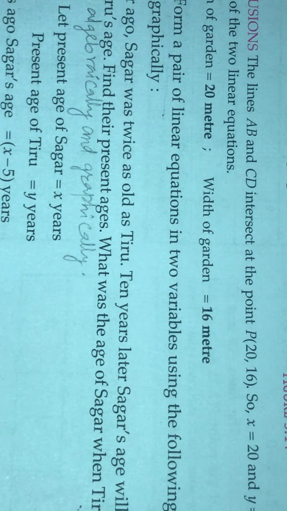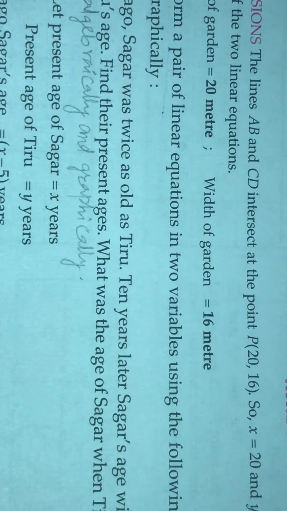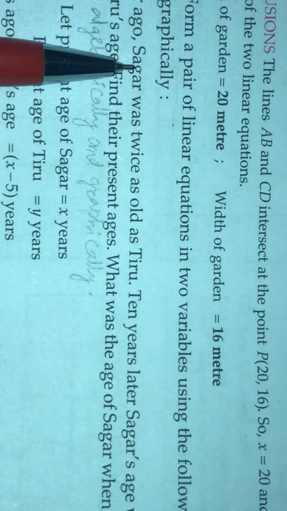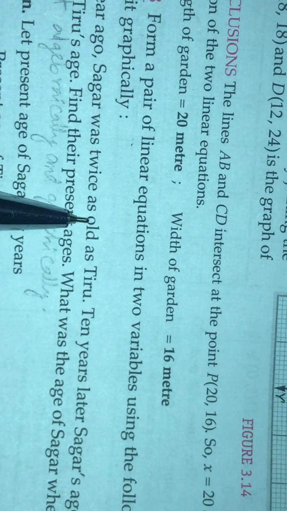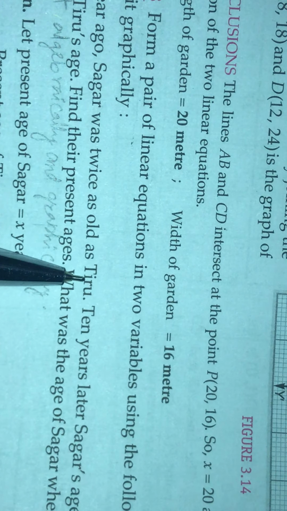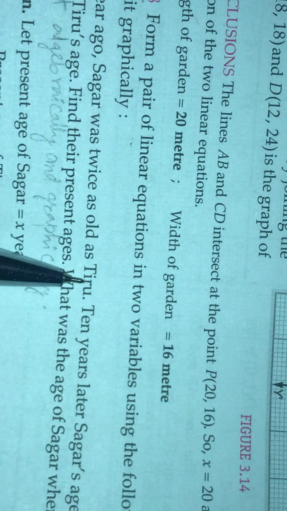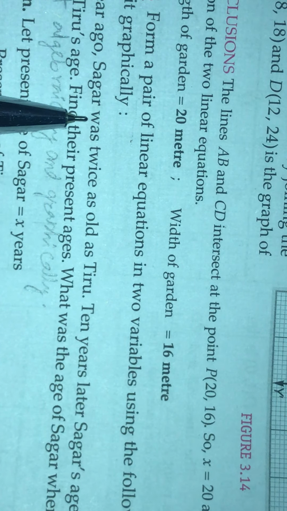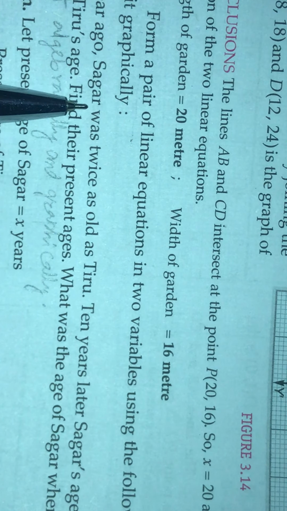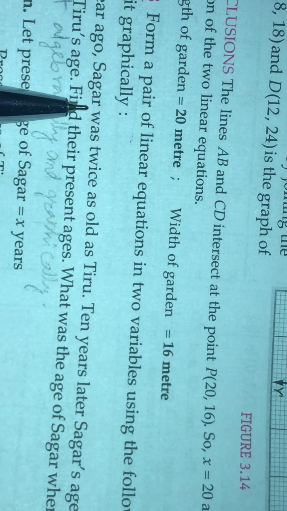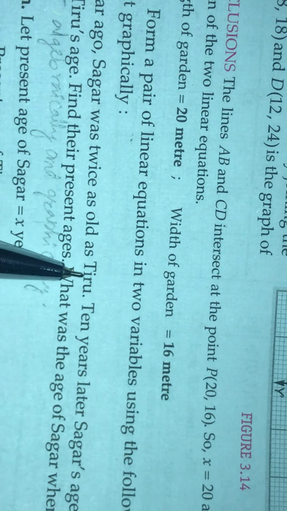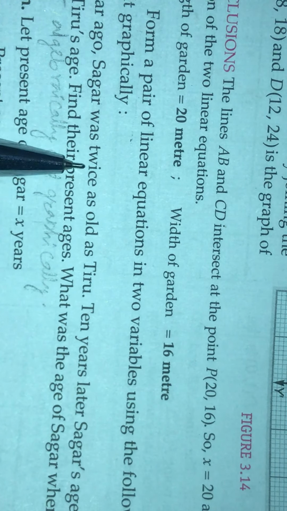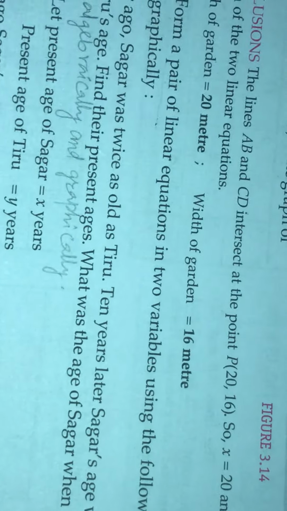So let me form the equation here. Obviously we'll consider age of Sagar as x and Tiru as y, but there is no hard and fast rule. You can even consider the age of Tiru as x and the age of Sagar as y. It makes no difference. Here Sagar is older than Tiru. We said Sagar was twice as old as Tiru, so 2 times older than Tiru. So let's form the equation here.